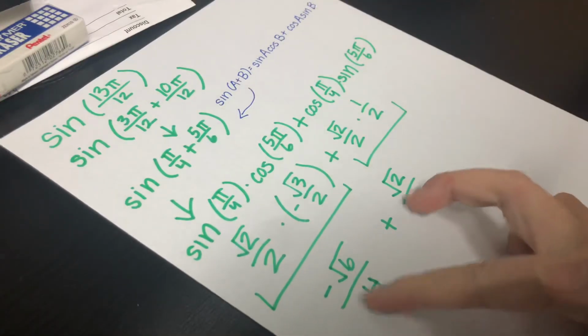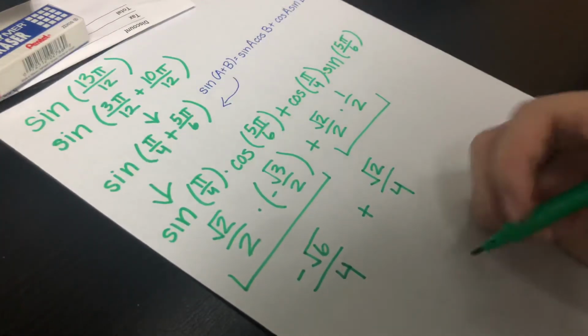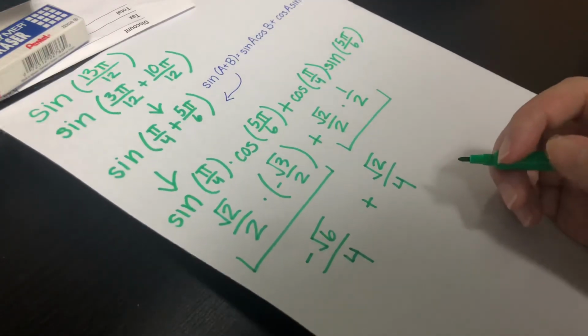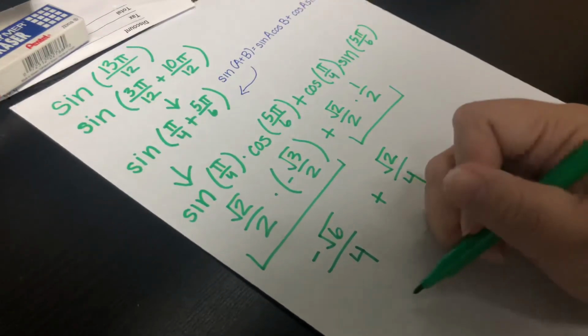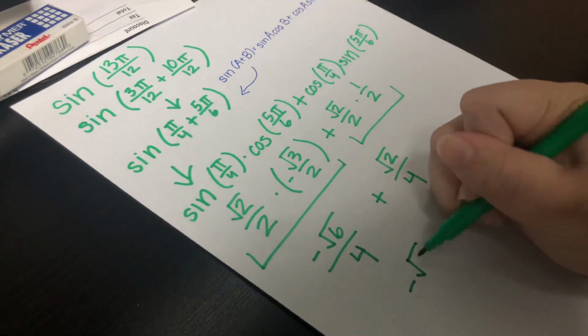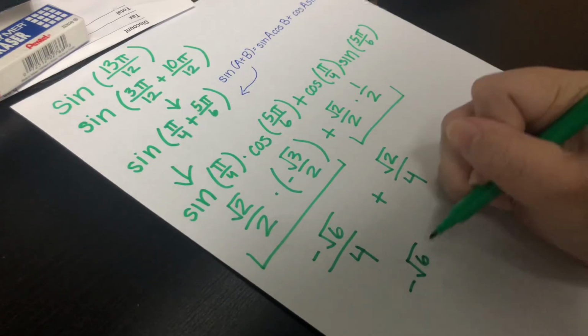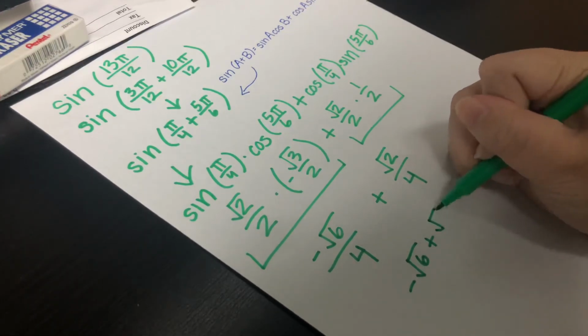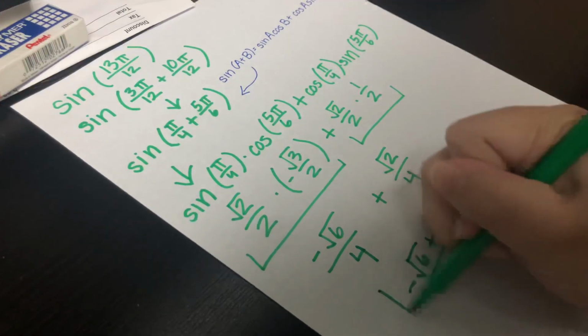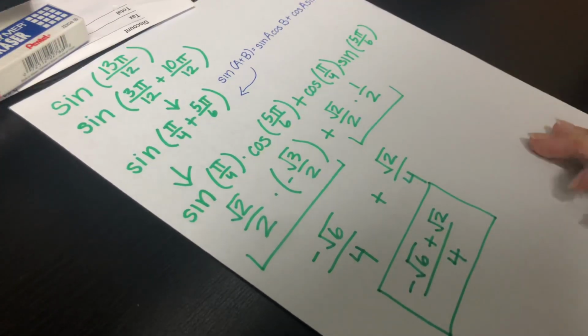And since these two are different terms, we can't really combine them, but we can combine these since they have the same denominator. So the last part of the problem would be adding these two together, in which the negative square root of 6 plus the square root of 2 over 4 is our answer, since we can't add it any further.